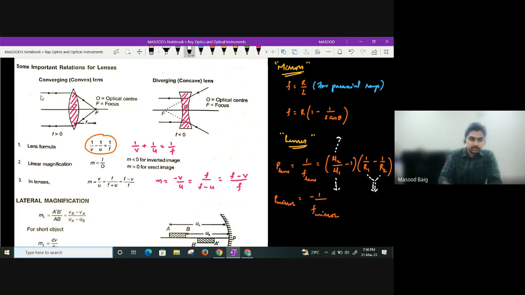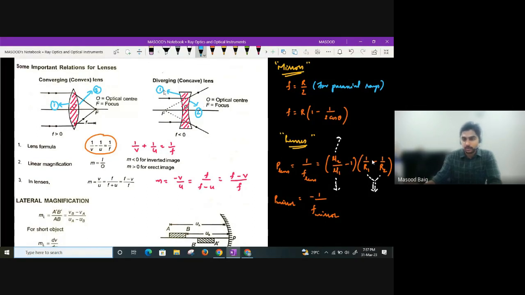If you look at this, this is our incident ray. It is incident on this surface first, so this will be our first refracting surface. In the same manner, this will be your second refracting surface. Likewise, for the concave lens, this will be our first refracting surface and this will be our second refracting surface. So r1 and r2 are radii of curvature.